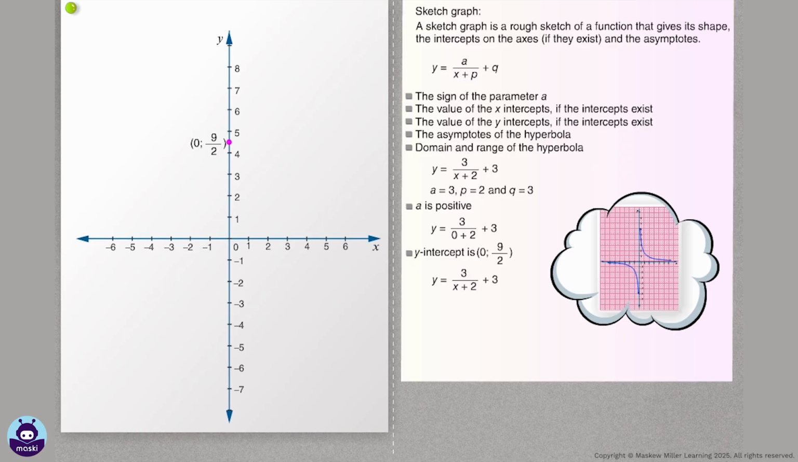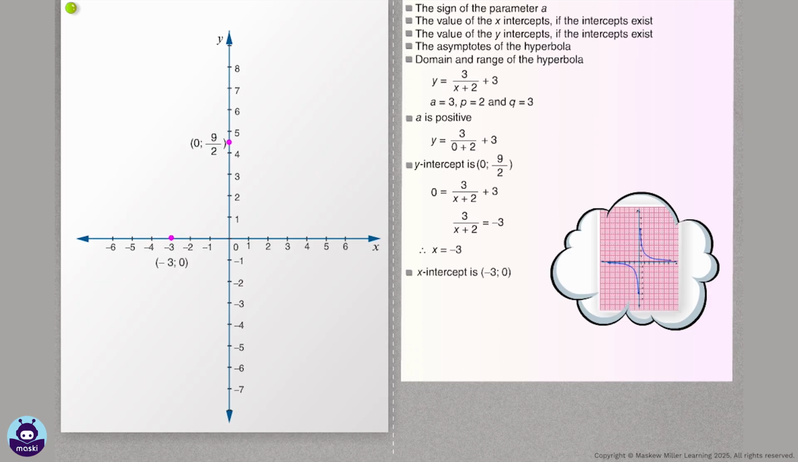The x-intercept is found by setting y equals 0 in the function. Therefore, the x-intercept is (-3, 0). Recall that the horizontal asymptote for the hyperbola is given as y equals q, as the function never takes the value of q. Therefore, the horizontal asymptote is y equals 3.